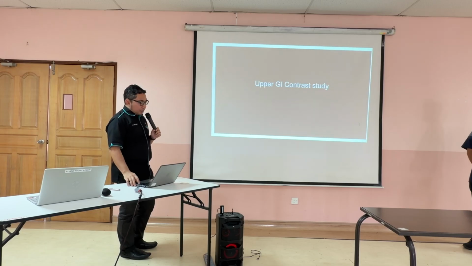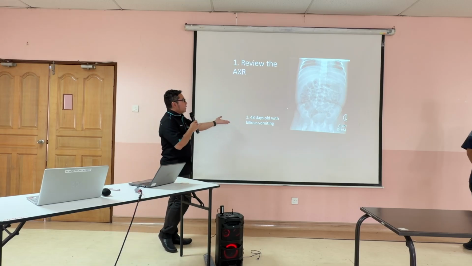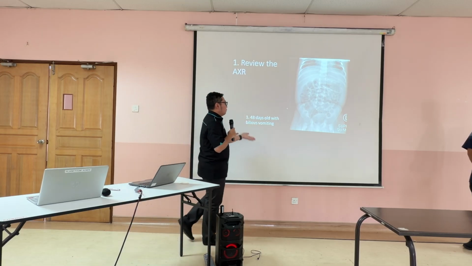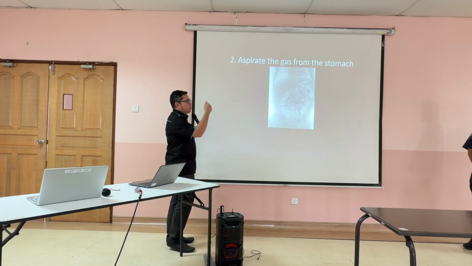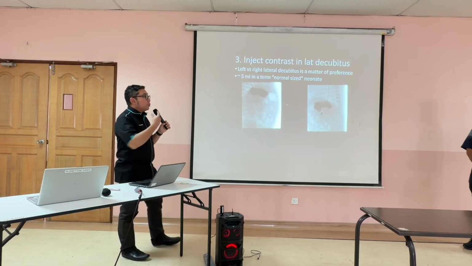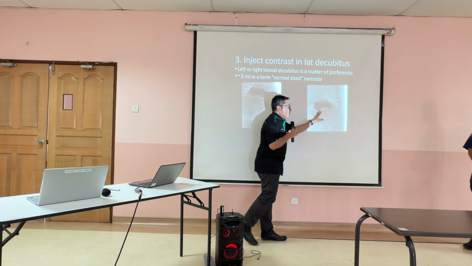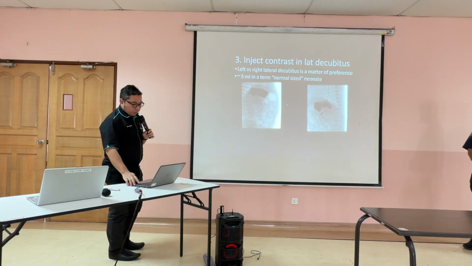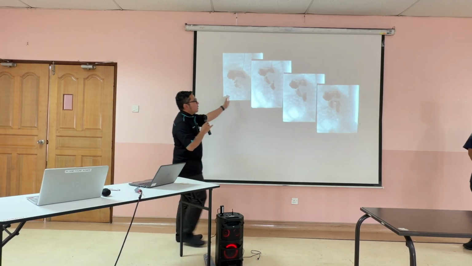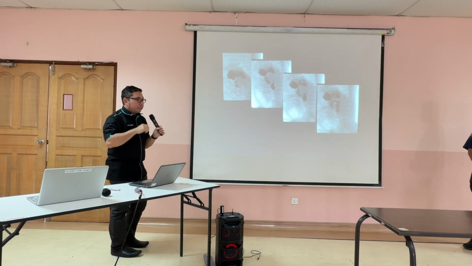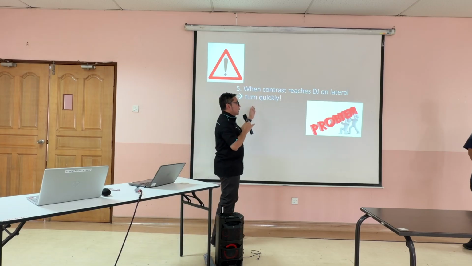So we go to the upper GI study. When you look at the chest X-ray, this is a 48-day-old baby with bilious vomiting. What can you do? You put a feeding tube into the stomach, aspirate a bit, and put in the contrast to see where the DJ junction is, to diagnose whether there is malrotation. You follow the passage of the contrast in the lateral position first, then turn the patient to the supine position when the contrast reaches the DJ on the lateral. Then this problem arises.